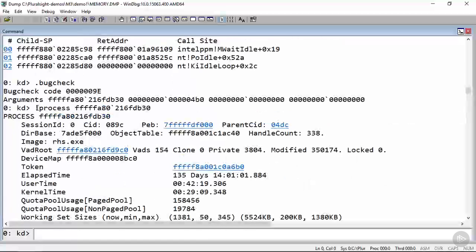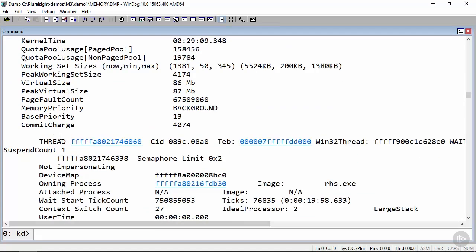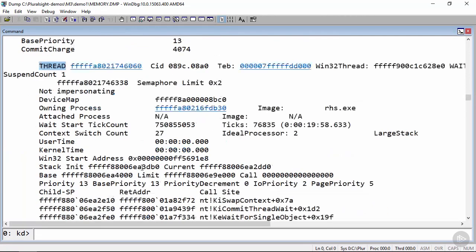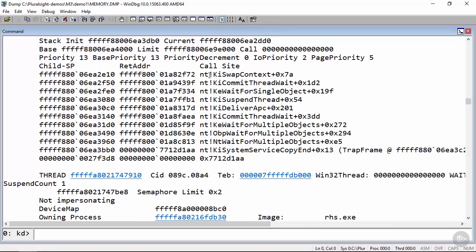So here we are. I did the !process command, and it tells us that it is indeed the RHS process. Now, as you may know, a process is composed of one or more threads. So that's what it's showing us right now, the different threads that were running at the time. So here's the first thread. It was executing, obviously still the RHS.exe image. And you can see its stack pattern.